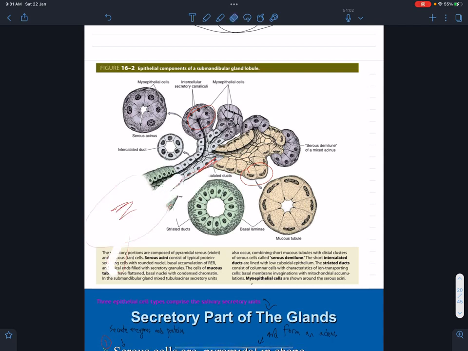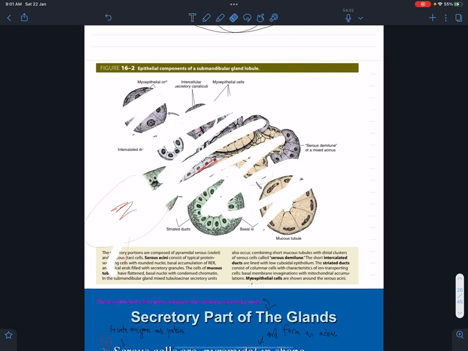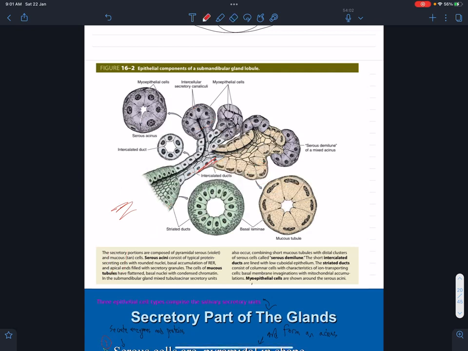And you know the epithelium that they're lined by. And we can see also, let's not forget, the serous demilunes, other structures as well, mixed acini, and the myoepithelial cells, which, like we said, are surrounding the serous and the mucous cells, specifically in their basement membrane, as you can see.